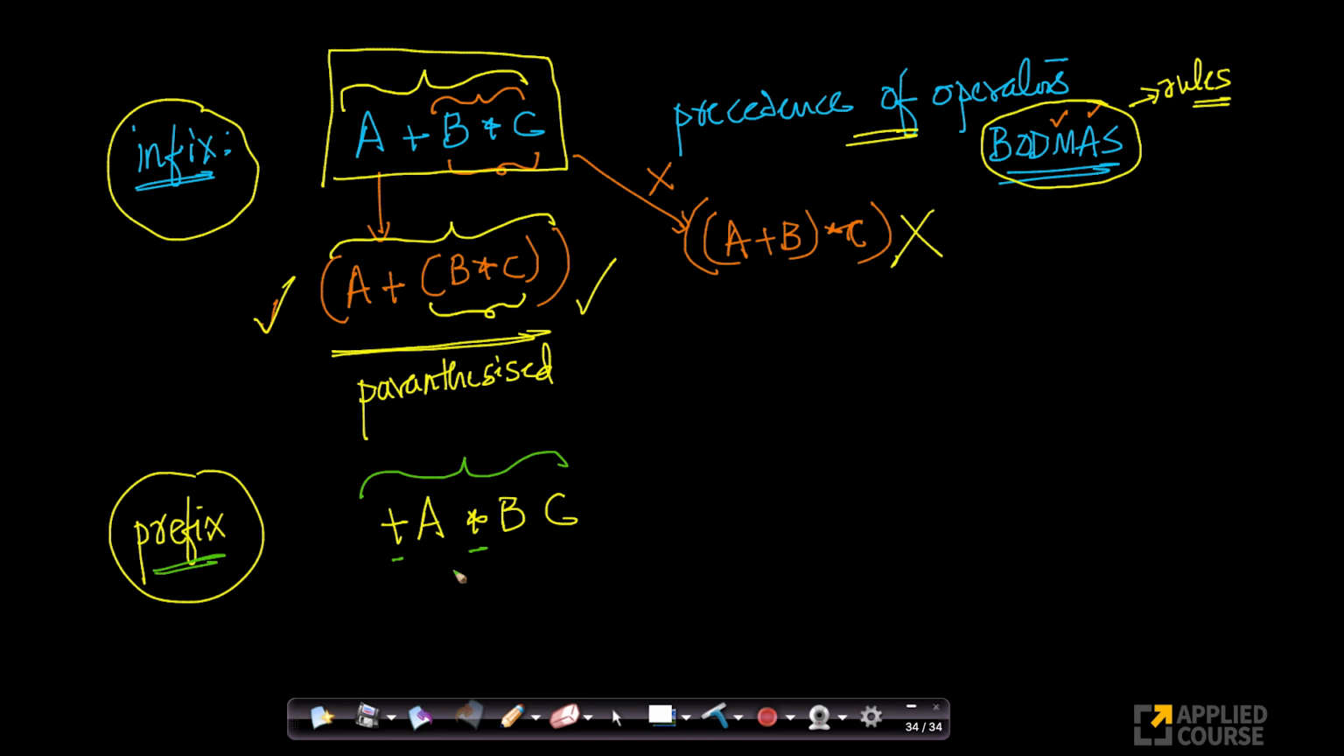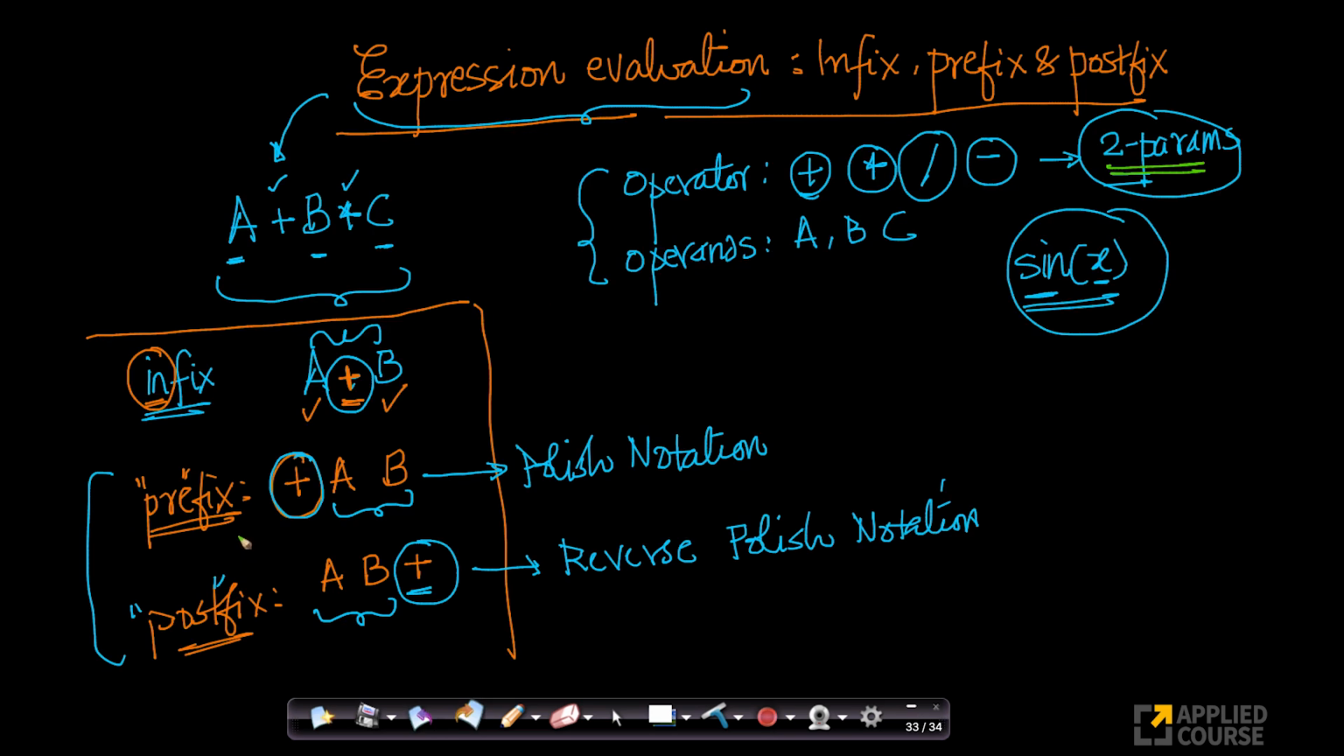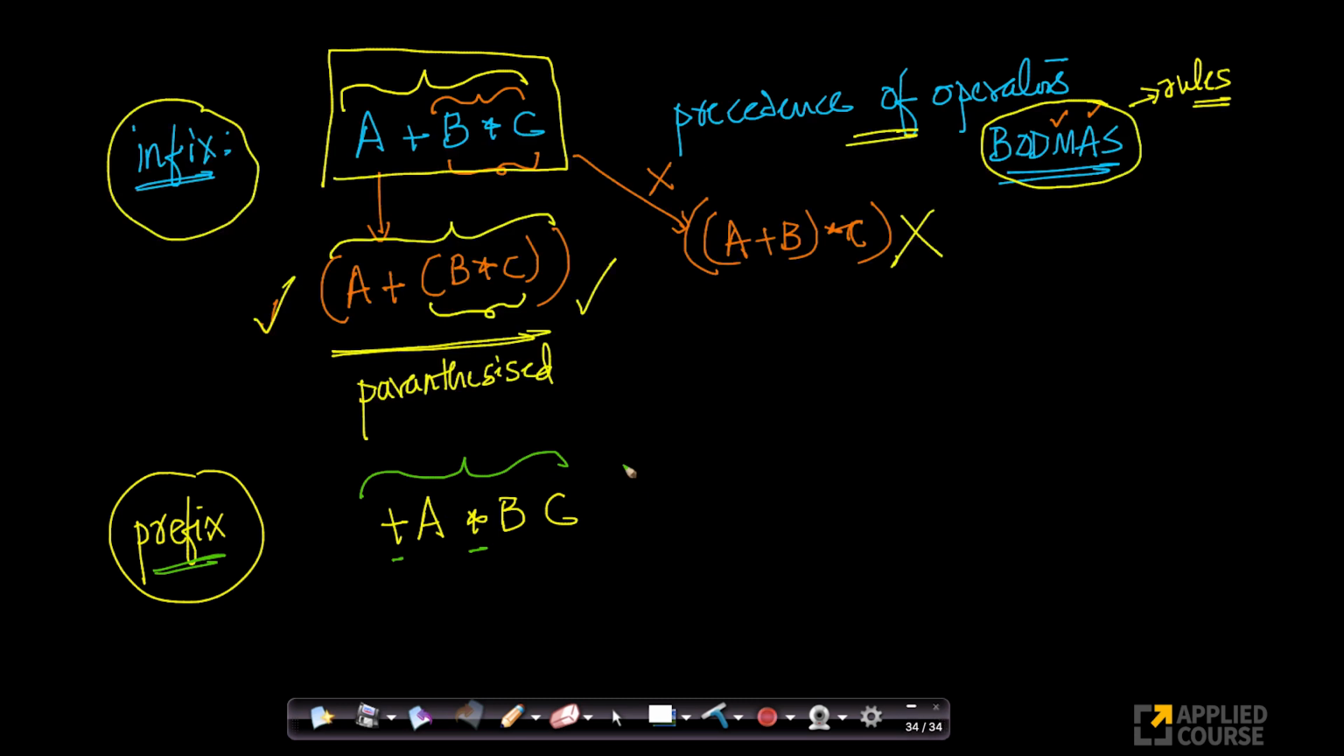What does this mean? The moment you write this, it is clear for me, because look at the prefix. What does prefix mean? The operator exists before the operands, right? What does this mean to me? This means I have to multiply. This operator here basically says I have to multiply B and C. Whatever is the resultant, I have to add that to A. So this is exactly equivalent to A plus B star C. There is no confusion here.